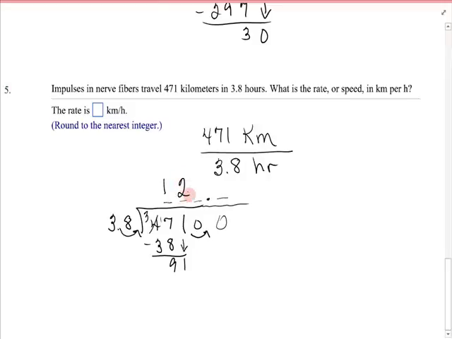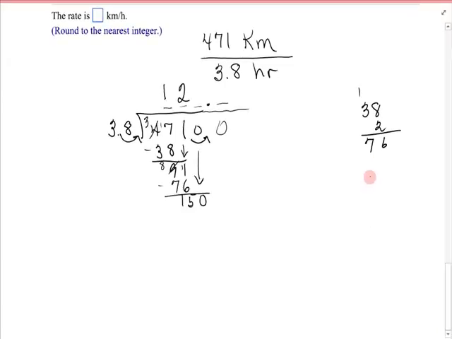And it's only going to go in there 2 times, I think. And 38 times 2, 16, carry the 1, that's 76. 8, 1, subtract for 5, subtract for 1, bring down a 0. 38 into 150, I'm going to guess 4 times. 4 times 8 is 32. Carry the 3. That's 12.